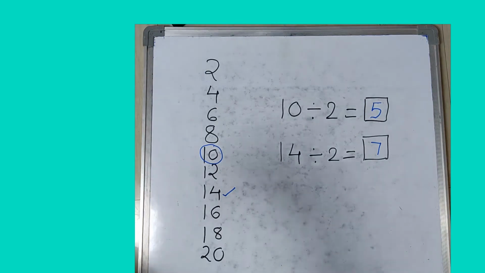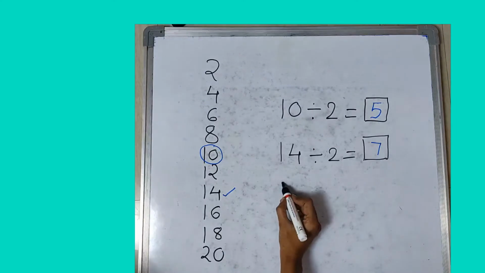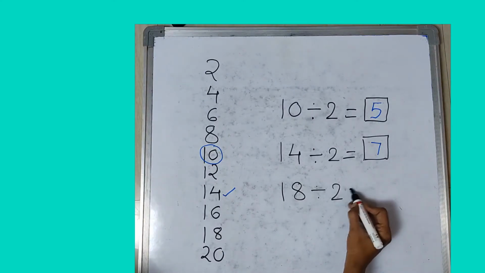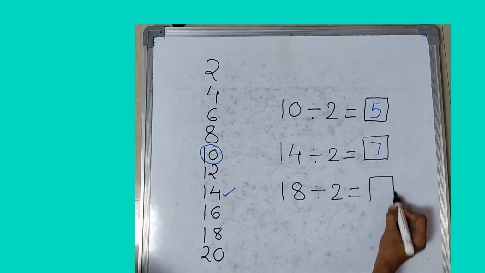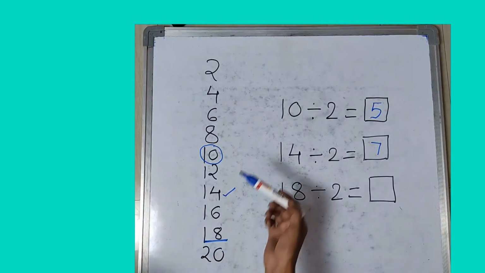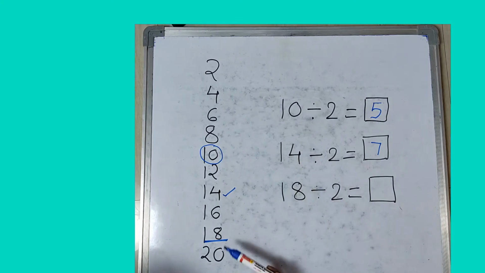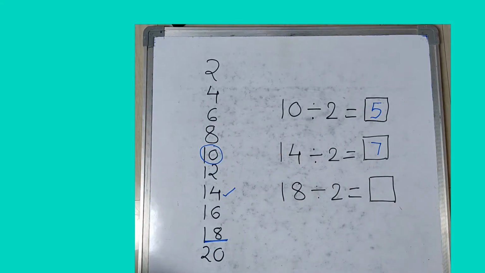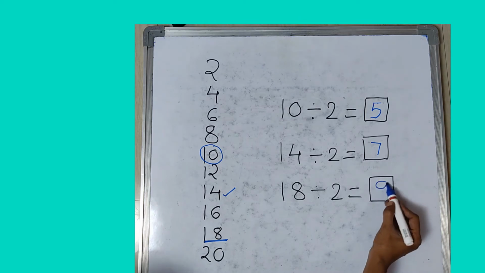Let's see one more example. 18 divided by 2 is equal to, so where is 18? Here. If we say the 2's table till 18, then 2 9's 18. So the answer is 9.